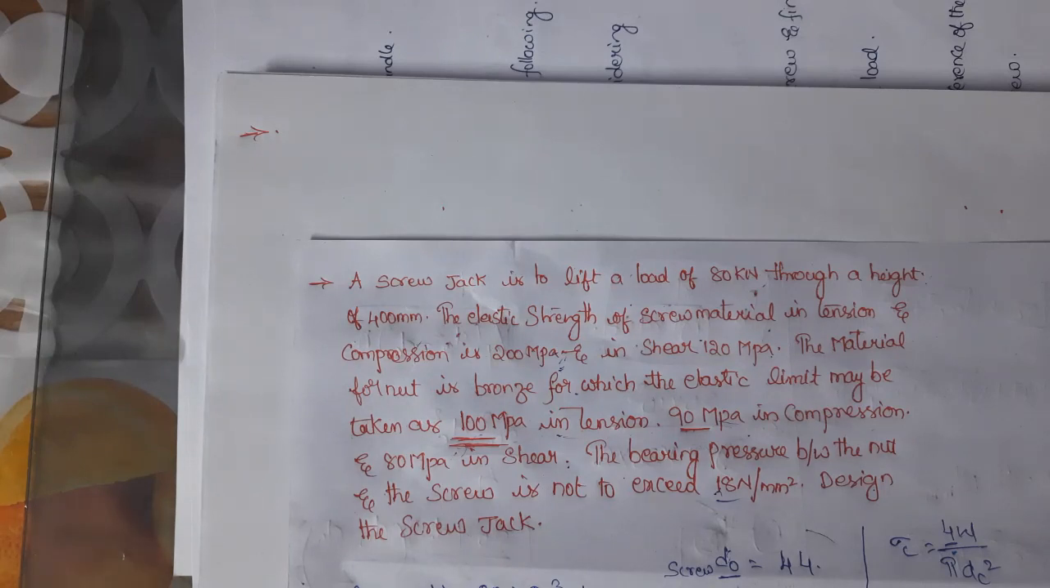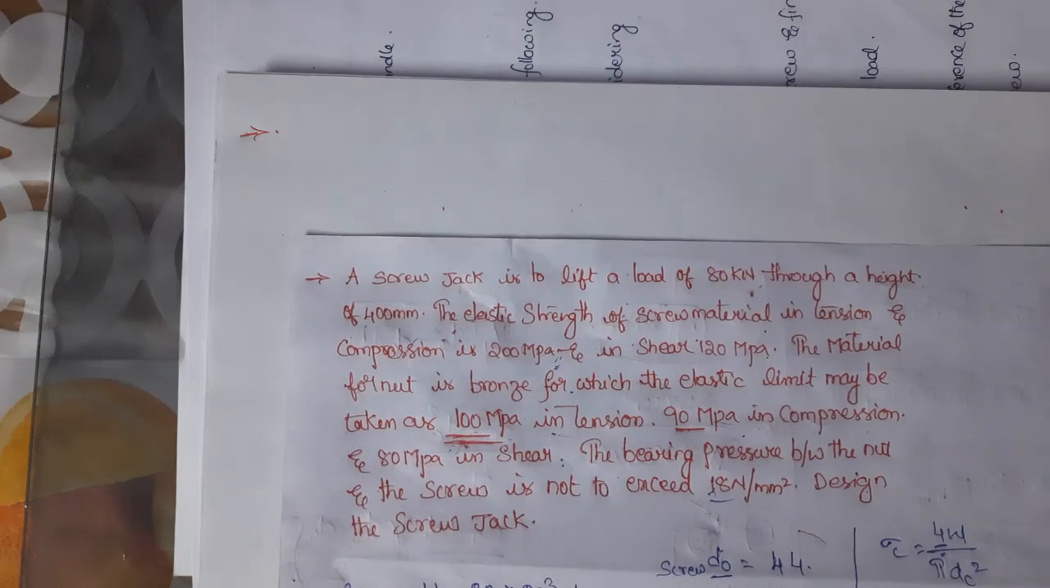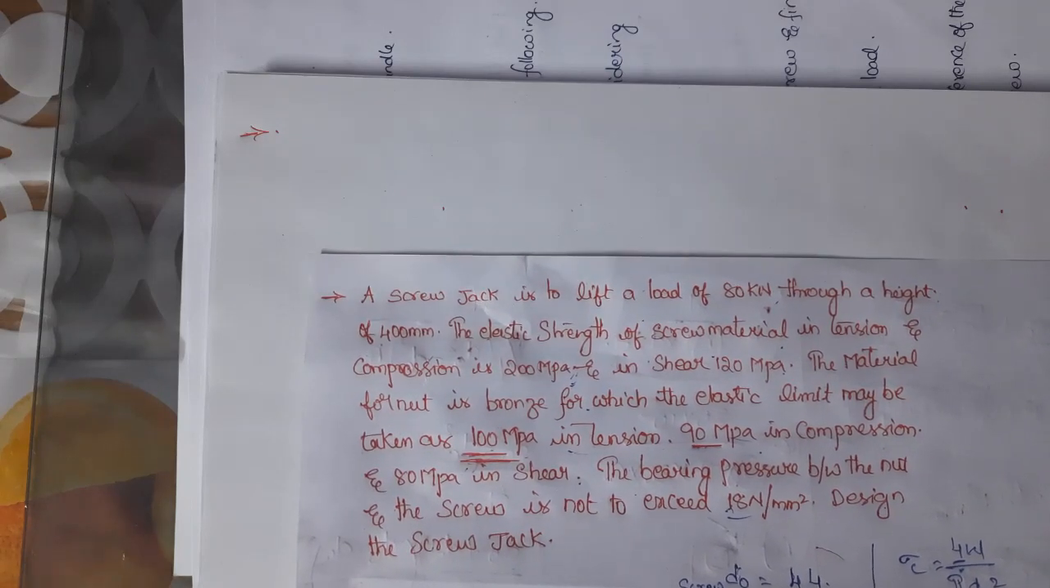Okay, so the given data is mainly related to the screw jack with the load 80 kilonewtons, the lift height that is 400 mm, and bearing pressure is 18 Newton per mm square. The rest of the data is related to allowable values. Okay, so let me write the given data.